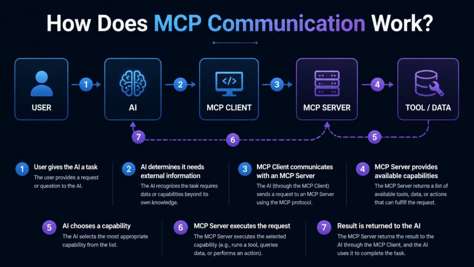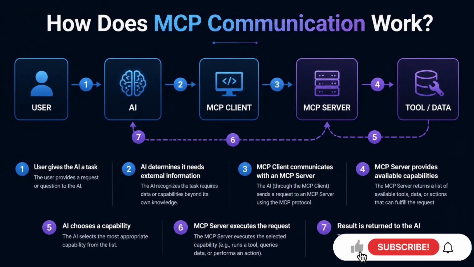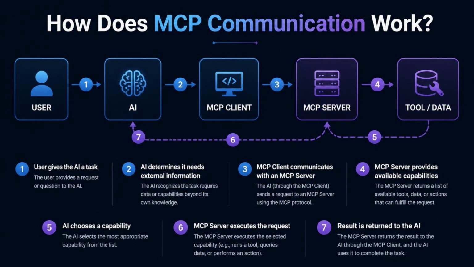Now imagine you ask your AI assistant, "Show me today's sales." The AI understands your request. It realizes that it needs information from a database. The MCP client communicates with the appropriate MCP server. The MCP server provides access to a database tool. That tool retrieves the required information. The result is returned through the MCP server and client back to the AI. Finally, the AI explains the result to you. So the overall flow is user, AI, MCP client, MCP server tool, result, and back to AI.